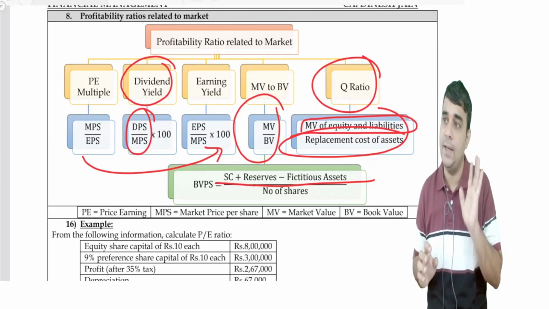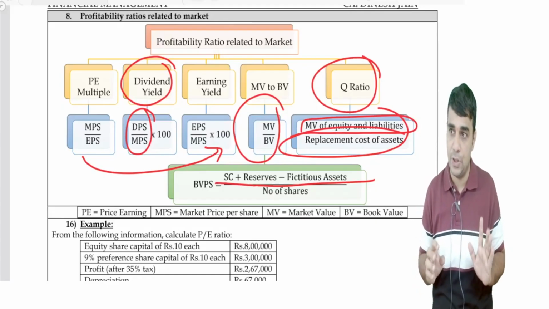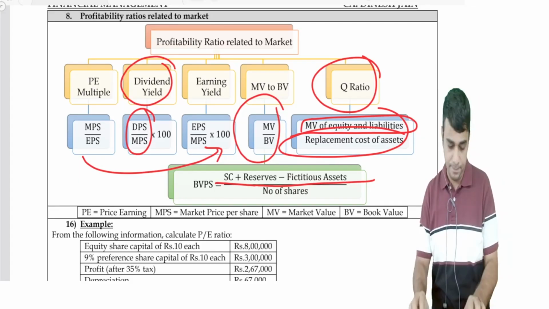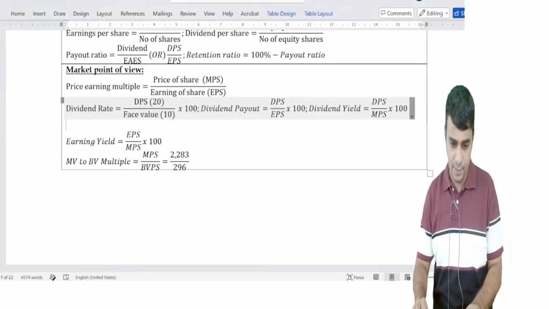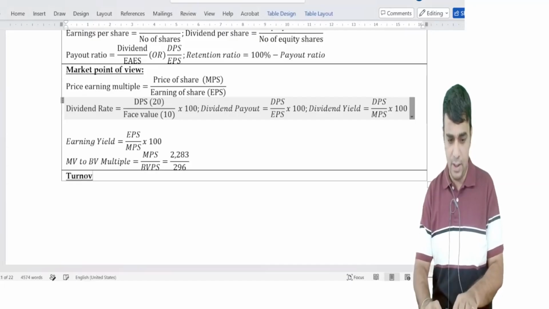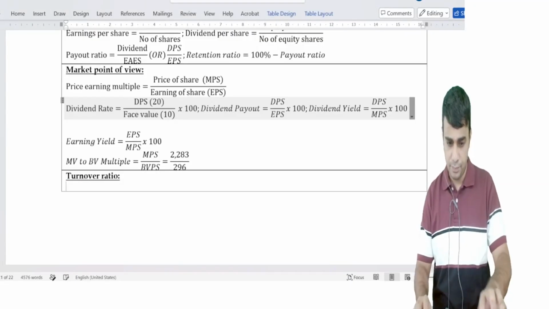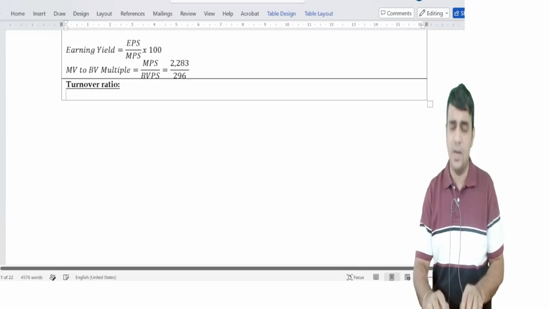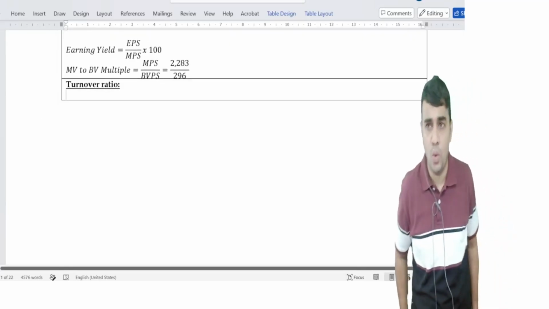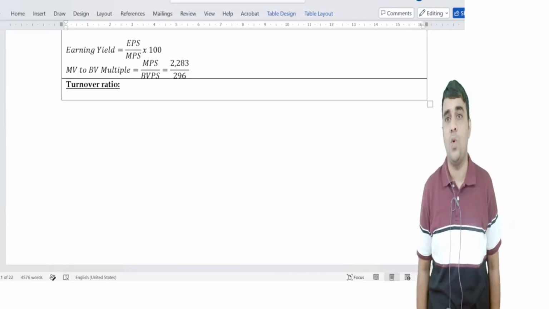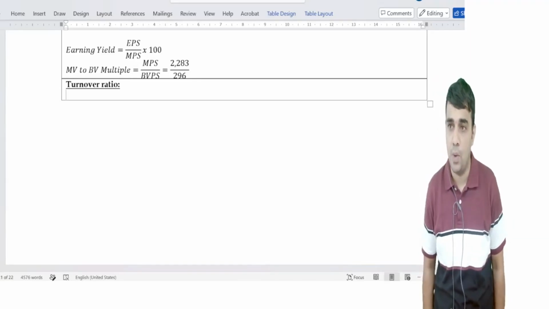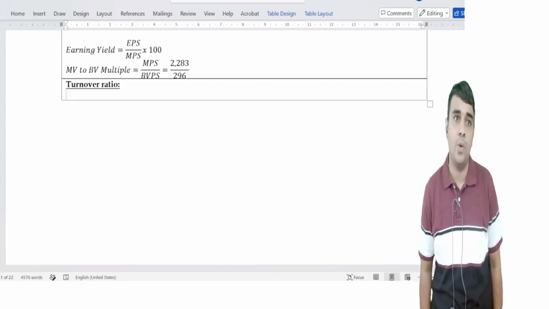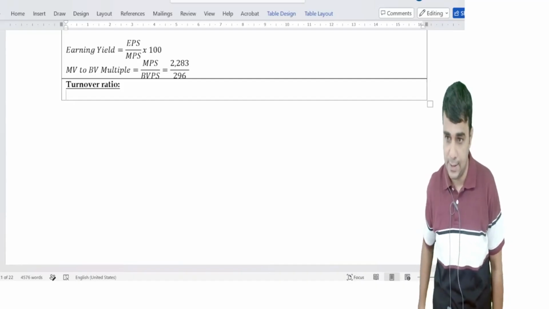This is related to the market, the profitability ratios related to the market. Last important category: turnover ratio. Okay. What are turnover ratios? How quickly are we rotating? Are we rotating any asset? How quickly are we rotating the asset? What is rotating the asset?